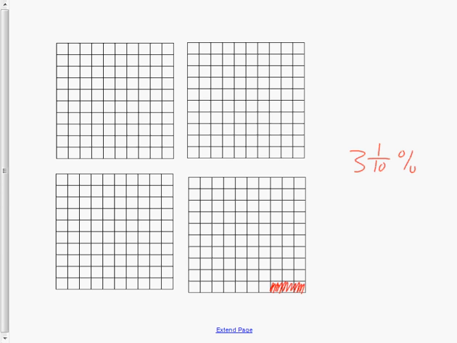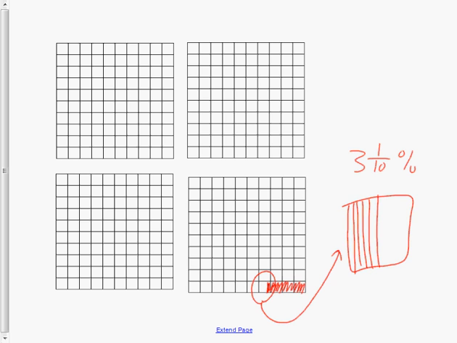That's 3%, and then a little line here, and then a little magnifying glass, and that little square will have 10 parts. 1/10 shaded in, that would be 3 and 1/10%. Okay, so that would be all you'd have to do for that picture there.